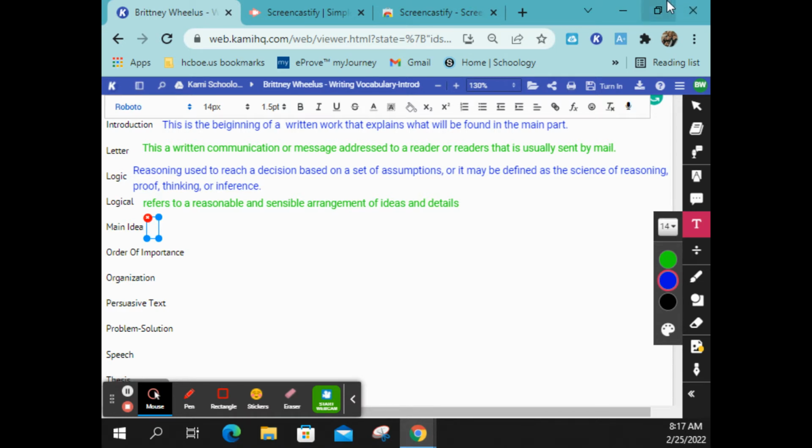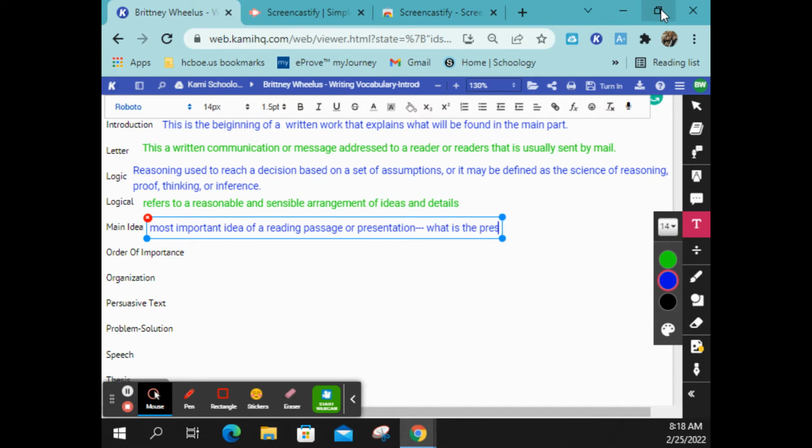All right, main idea is very similar to the central idea. Okay. It's the most important idea of a reading passage or presentation. Okay. What is the presentation or passage about?